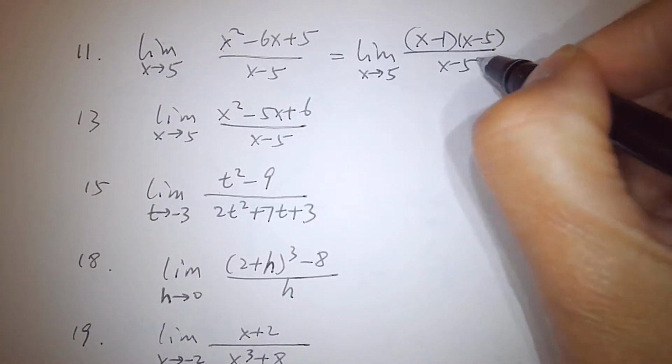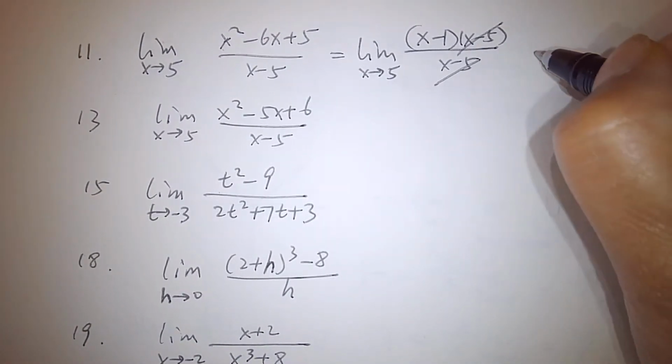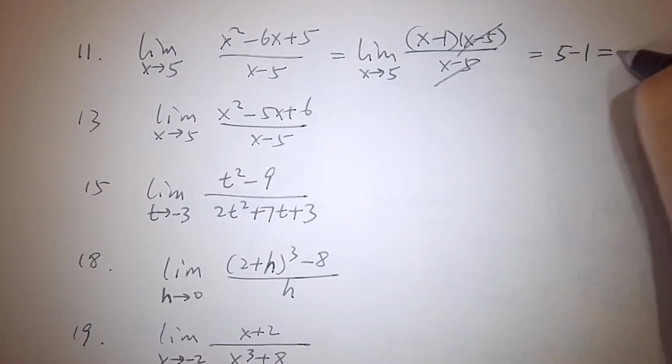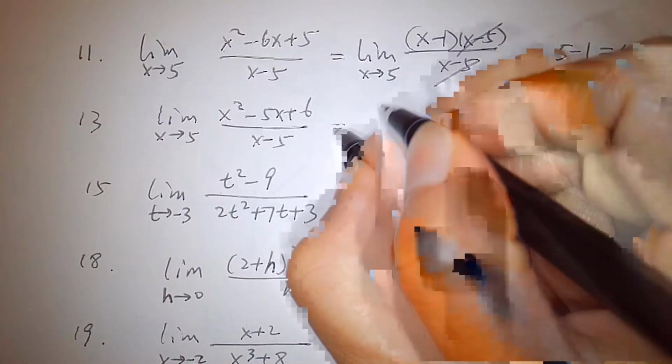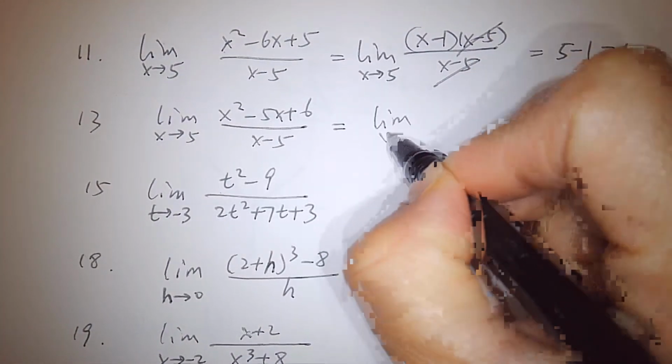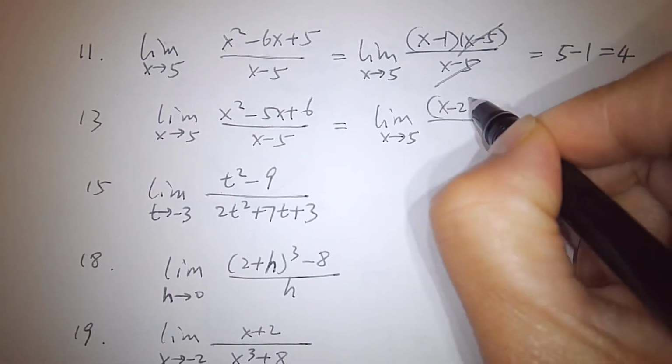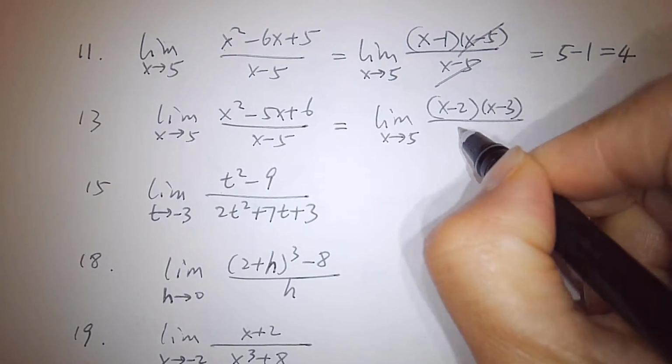4 minus 4, 1 over 4. So the answer for question 11 is -4. Do you get that? This one correct? Yeah. Okay. And then 13, like we have talked about. Plus 4. Yes.